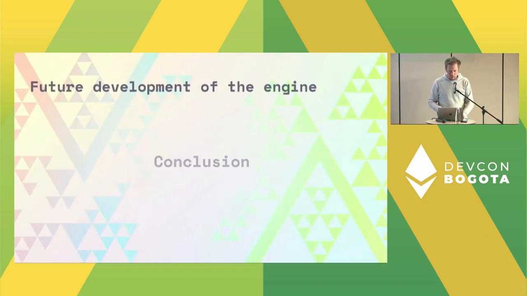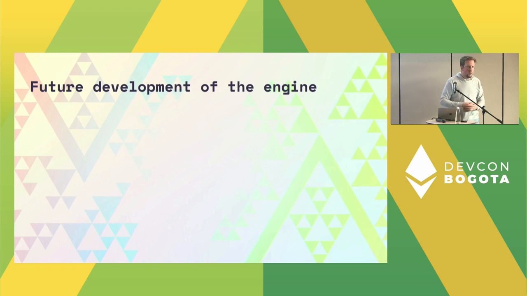Let me conclude on two levels. First, a bit more concretely, what are the next steps for this engine? And then circling back to where we actually started: how is this connected to the rest of category theory, or maybe more precisely applied category theory?